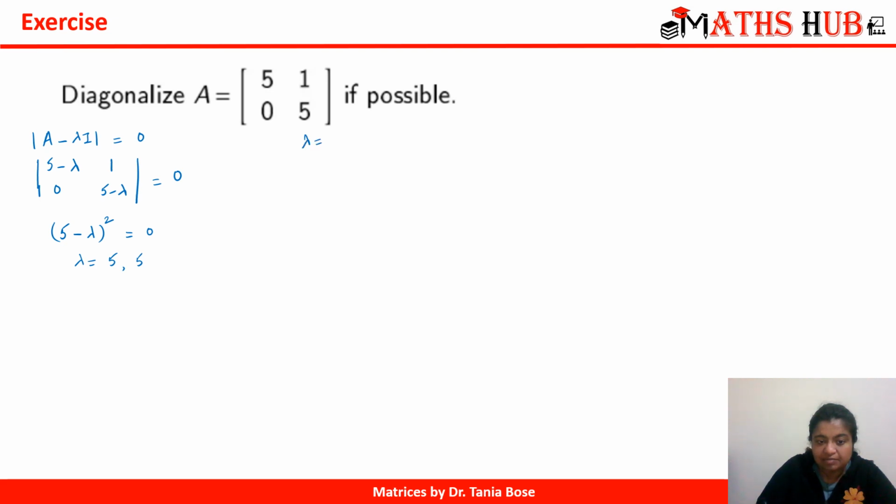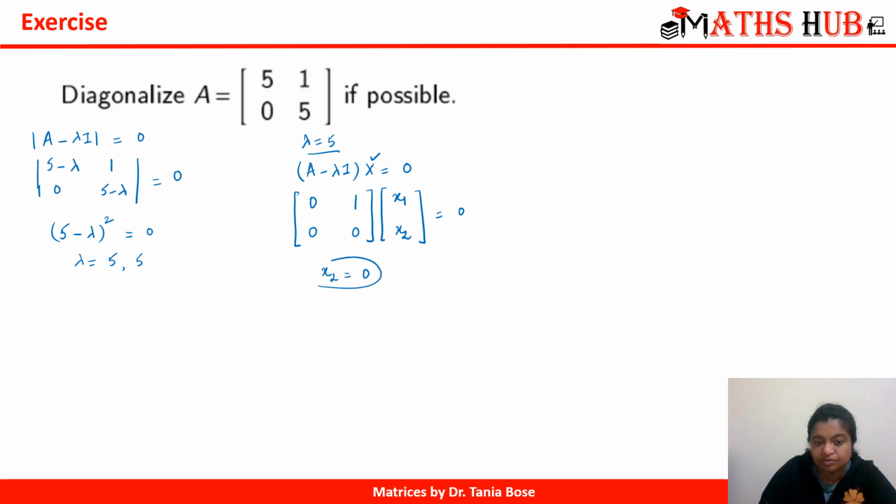So let us take the case lambda equal to 5 and calculate the eigenvector corresponding to this eigenvalue. To get the eigenvectors, we will have A minus lambda I multiplied by x equal to 0, and we need to calculate this x. So let's substitute lambda equal to 5. We will get 0, 1, 0, 0, and let the vector of unknowns be x1, x2, equal to 0. When I solve the first row, I get 0 into x1 plus 1 into x2 is equal to 0. That means x2 is equal to 0.